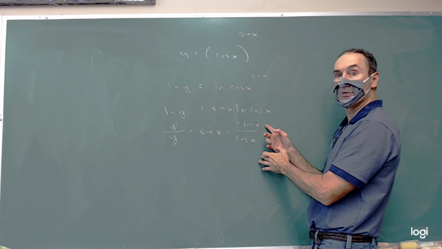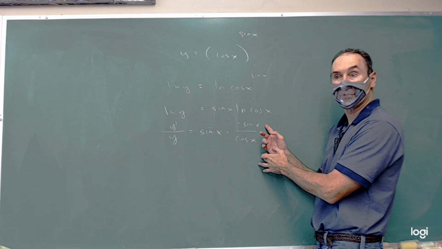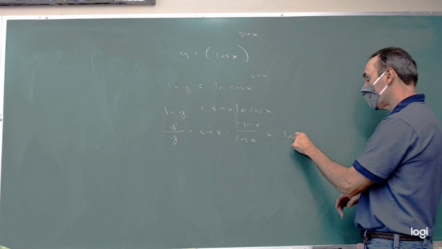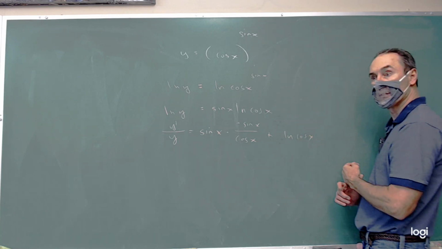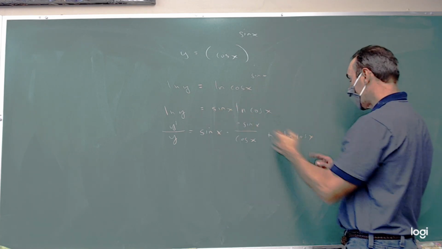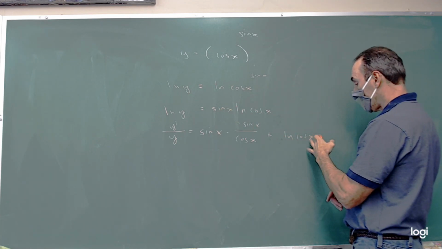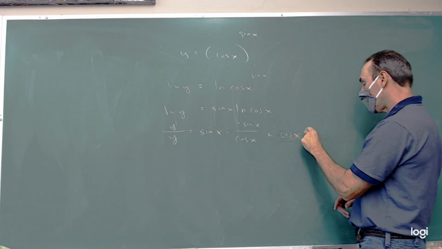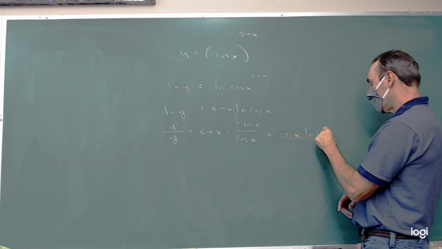That's going to lead to a negative sine x over cosine x. Plus the second, that natural log of cosine of x, times the derivative of the first, the sine x, which is cosine x. But I don't want it to look like it's in the logarithm. So I'm going to write it this way.